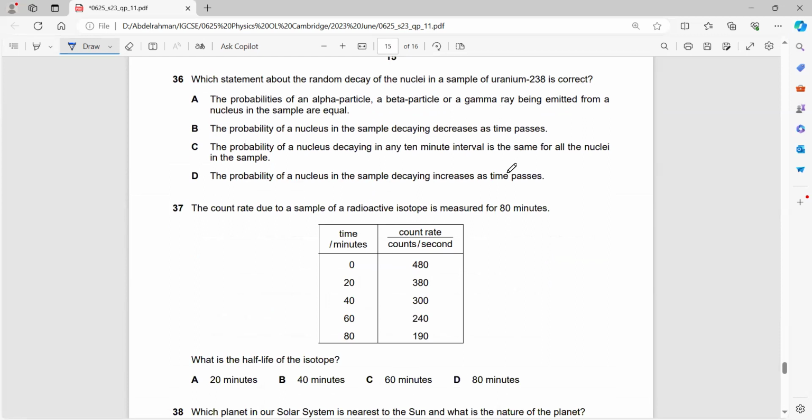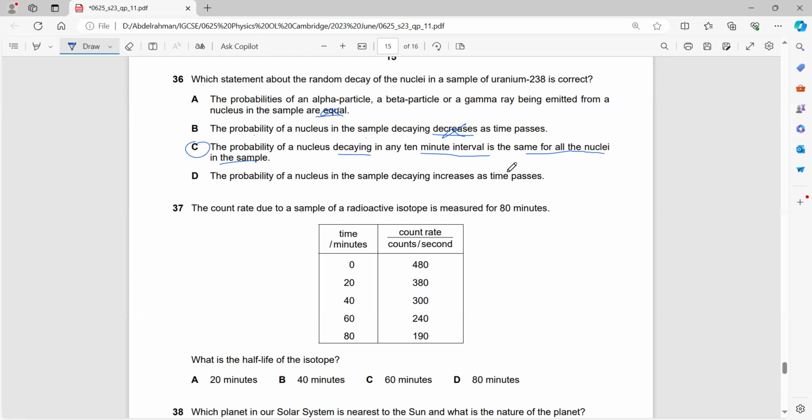Which statement about the random decay of nuclei in a sample of uranium is correct? The probabilities of alpha, beta, and gamma are equal. No, they're not equal. The probability of a nucleus in the sample decaying decreases as time passes. No, it does not decrease. The probability is random. The probability of a nucleus decaying in any 10-minute interval is the same for all the nuclei in the sample. Yes, any nucleus could decay at any given time. It is a random decay.